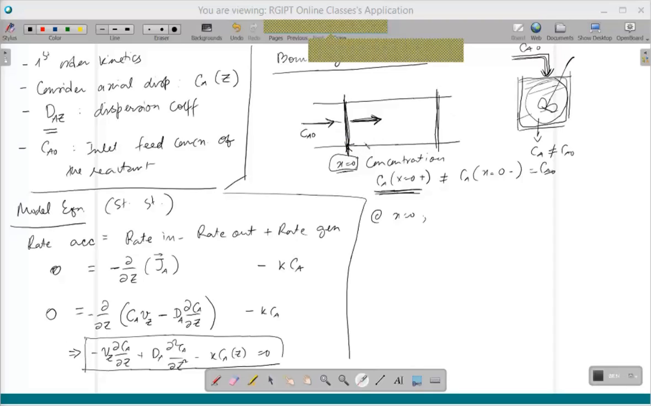So at x equal to 0, what do we do then? We do the flux balance. By the way, chemical engineers must have studied that. It's called the Danckwerts boundary condition. Okay, a very, very important boundary condition called Danckwerts. I'll write it later, here.